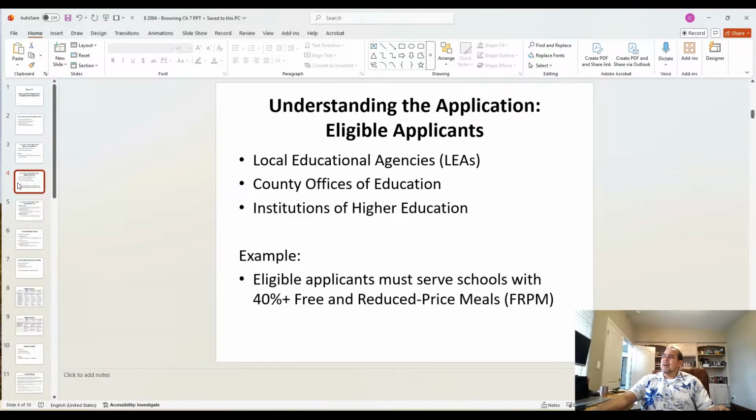So an example of how a grant might read is: eligible applicants must serve schools with 40% free and reduced price meals.